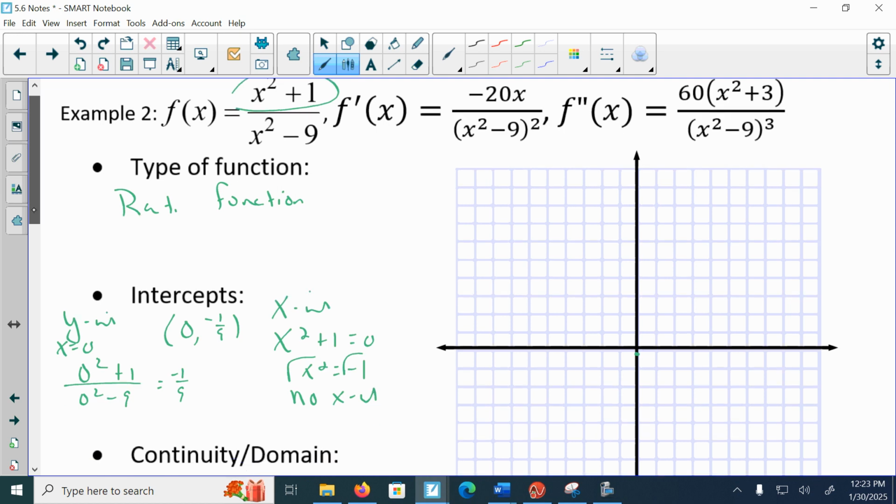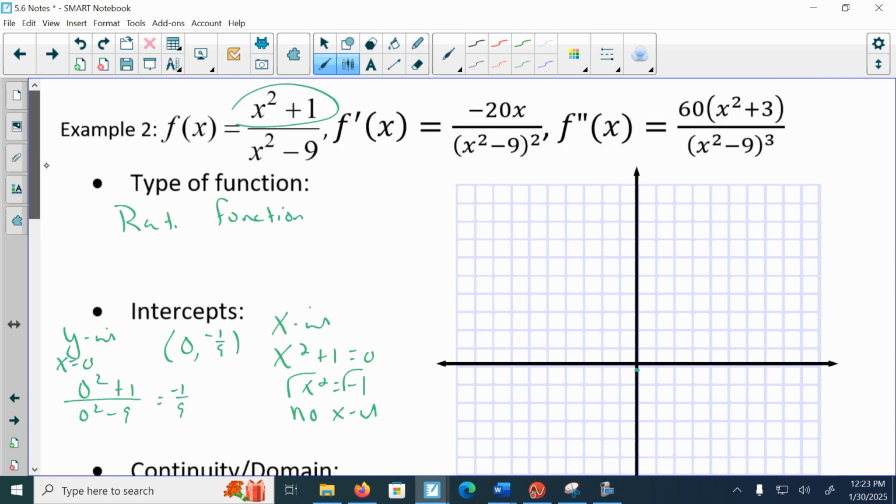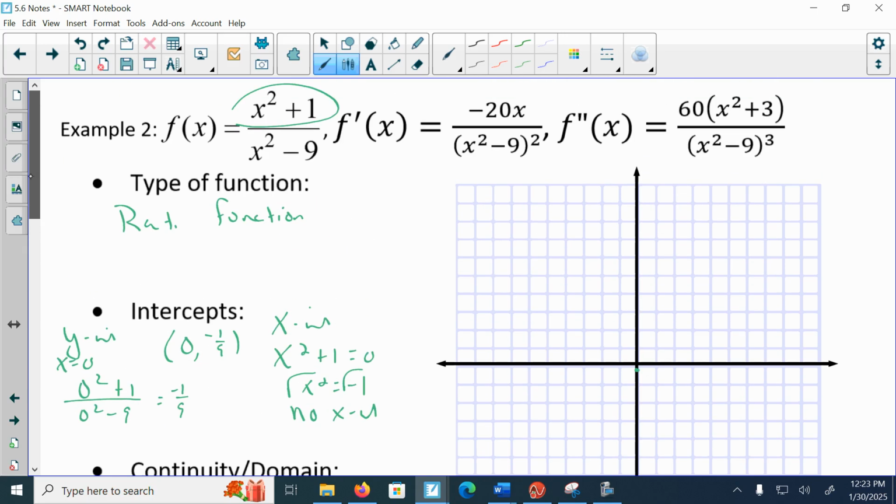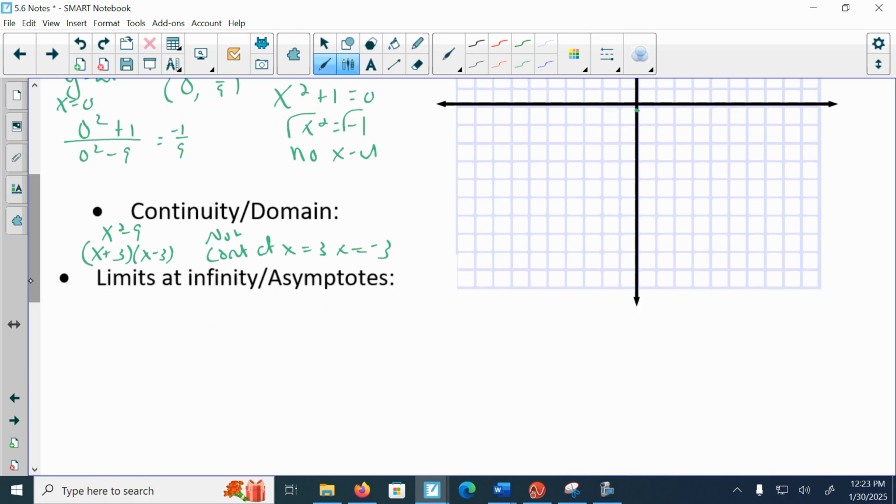All right, continuity. If I go back up here and look, my denominator is x squared minus 9. That factors as x plus 3, x minus 3. So it's not continuous at x equals 3 and x equals negative 3. Those don't simplify. So my domain is all real numbers, negative infinity to positive infinity, but x can't equal 3 and x can't equal negative 3.